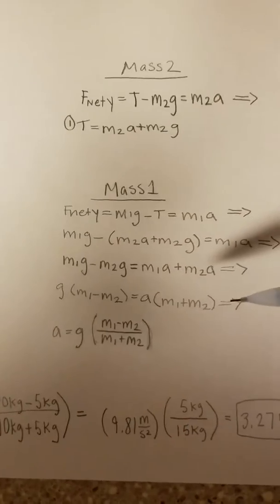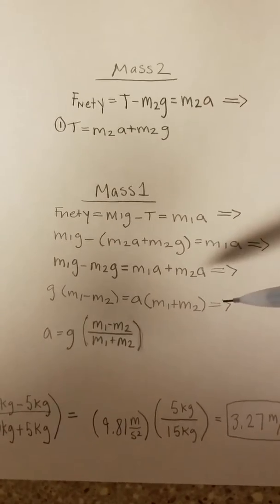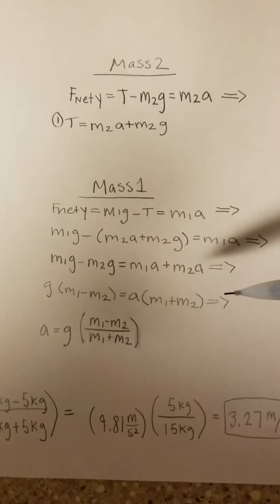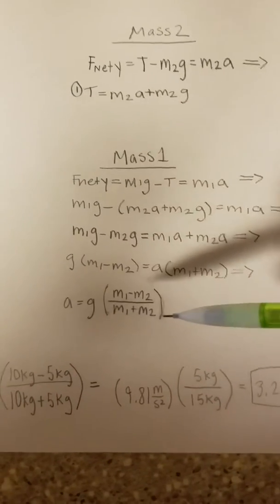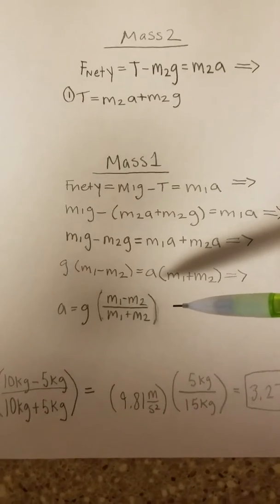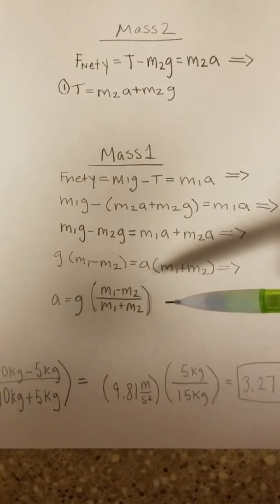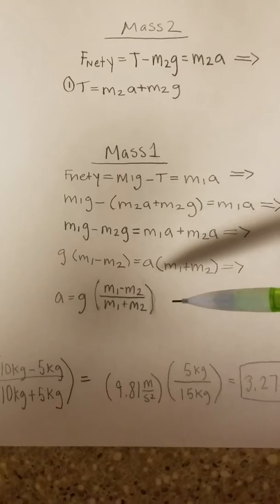We then factor out g and a to see that g times (m1 minus m2) is equal to a times (m1 plus m2). Then isolate a and get a is equal to g times (m1 minus m2) over (m1 plus m2).